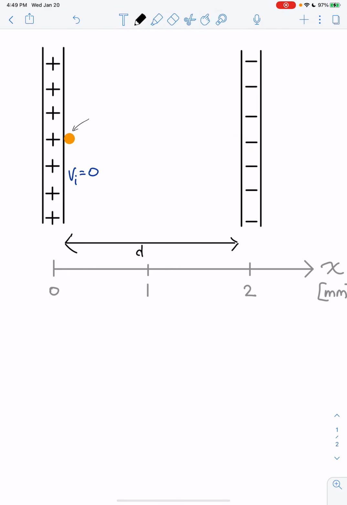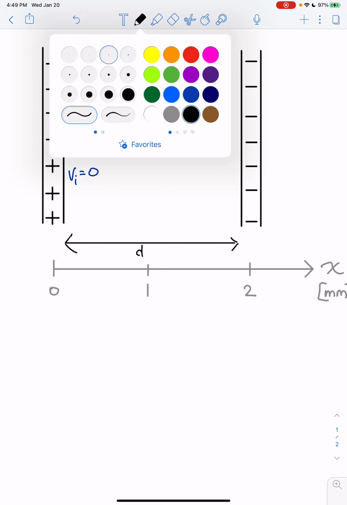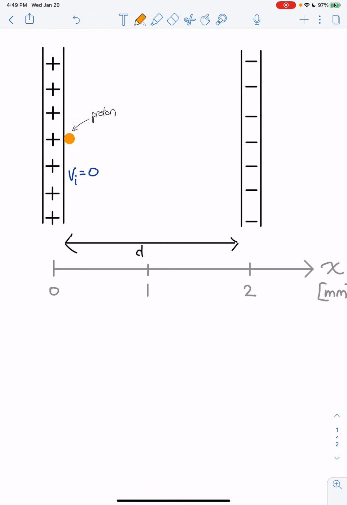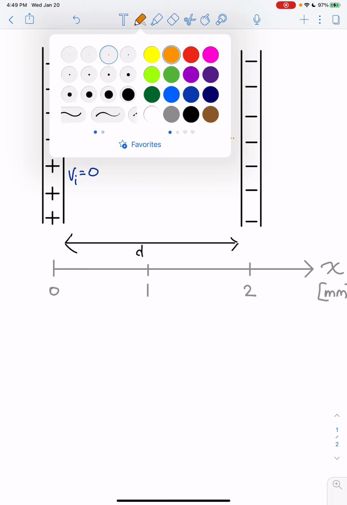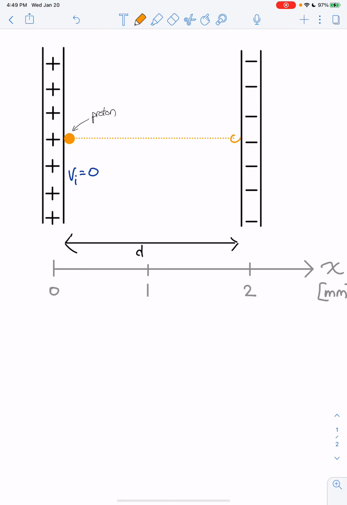Okay, so this is a proton. And so what's going to happen there is it's got an initial velocity of 0. However, it's going to be repelled by the positive plate and attracted to the negative plate. So there's going to be a force that brings it to the other side. And so there's going to be some final velocity here.